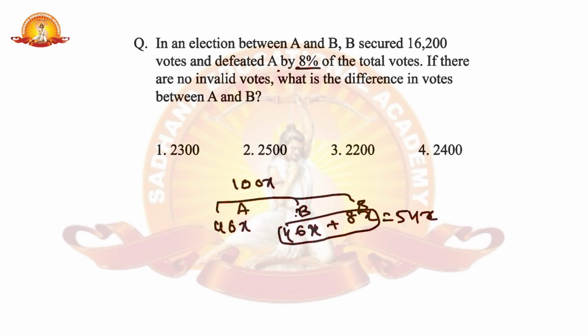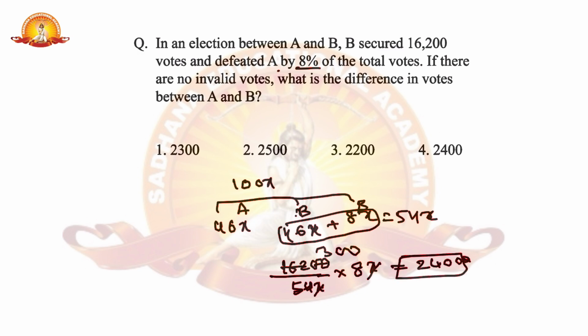B secured 16,200 votes. Therefore, 54x is given as 16,200. What I have to find is the difference between A and B, which is 8x. x and x cancel. 54 goes into 16,200 300 times, so 300 into 8. The option is the correct answer.